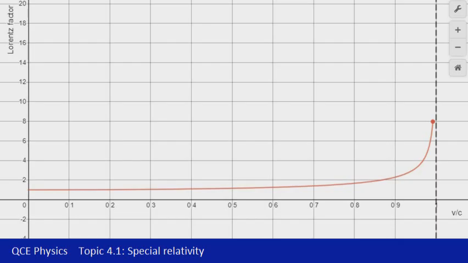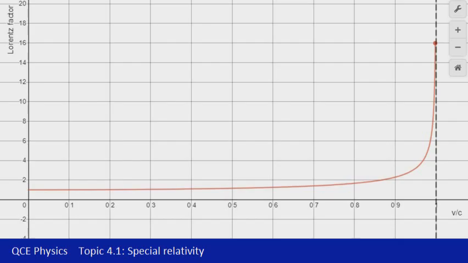So you can see there that doubling from 2 to 4 requires a much greater increase of speed than from 4 to 8. If we go even further to look at a Lorentz factor of 16, that corresponds to a speed of 0.998 times the speed of light, so an increase of only 0.006. So you can see there that the closer that the object moves to the speed of light, there's a much more significant increase in the Lorentz factor.